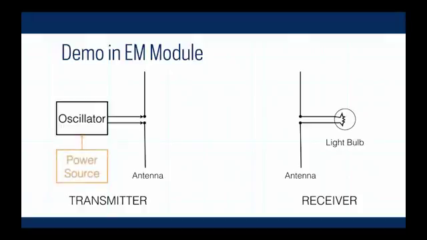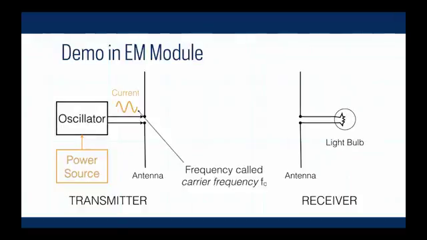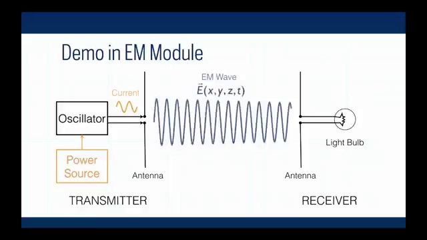The oscillator uses the power source to generate an alternating current that is smoothly varying between current flowing in one direction to it flowing in the other direction. If we were to plot a graph of this current as a function of time, it would be a sinusoid with a particular frequency, that is, a number of cycles per second. This frequency is often called the carrier frequency in communications jargon. The oscillating current in the antenna induces an alternating electric field of essentially the same frequency around it, which then propagates according to Maxwell's equations.